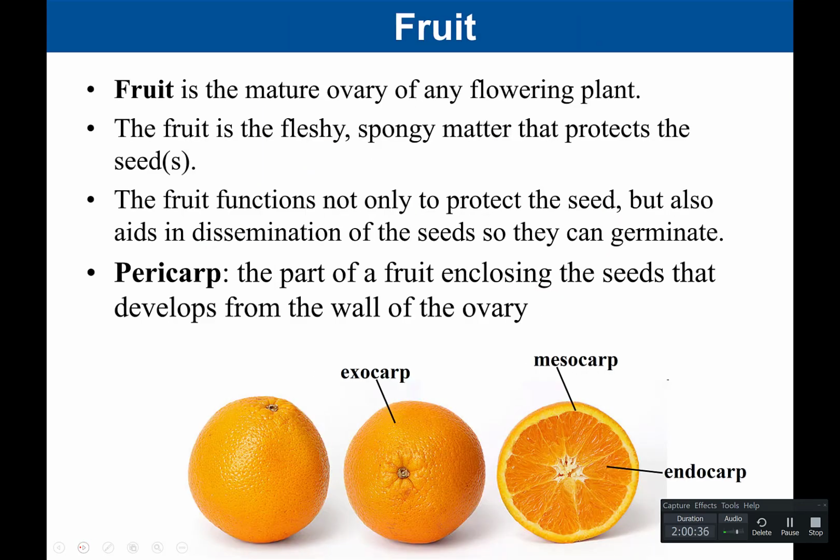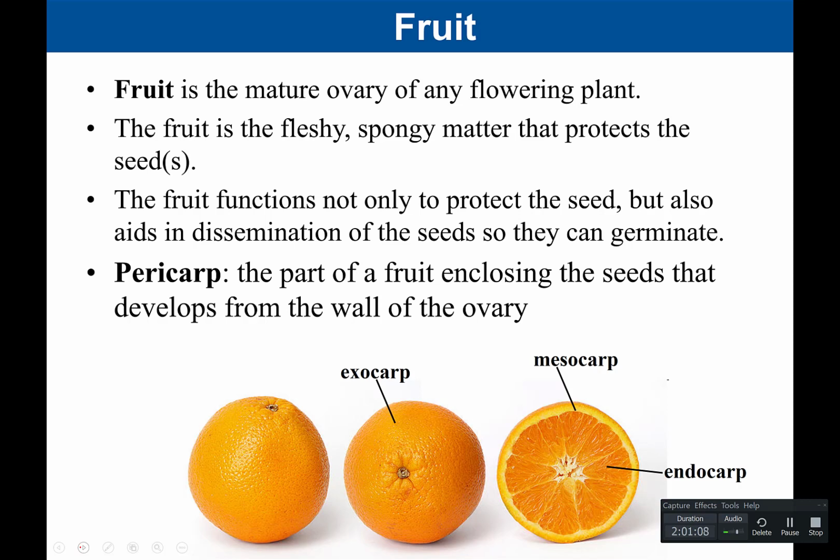Now, the fruit is the mature ovary of a flowering plant. And the fruit is going to be the fleshy, spongy matter that protects the seed. The fruit not only functions to protect the seed, but also, again, aids in dissemination of the seeds so that they can germinate. Again, because it attracts animals. Animals are mobile. Animals eat the seed, and then they move and defecate them. And now we get a new generation.